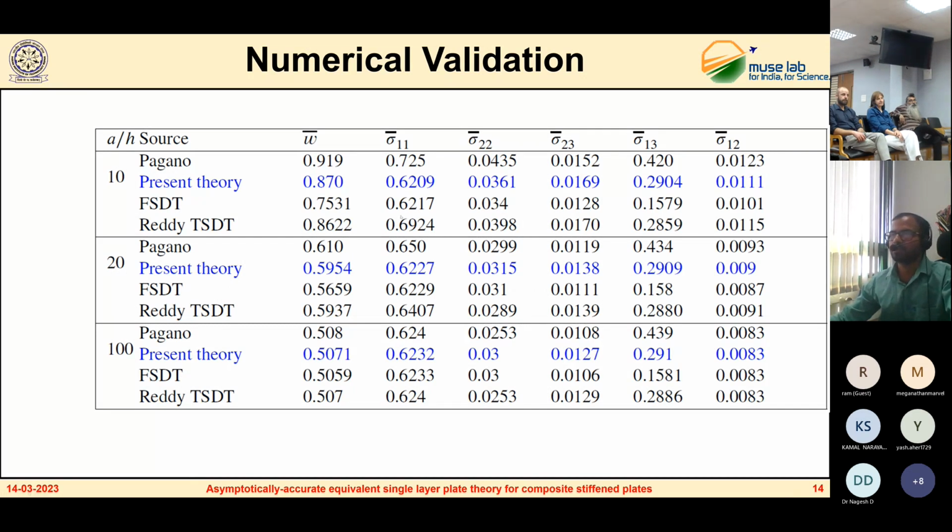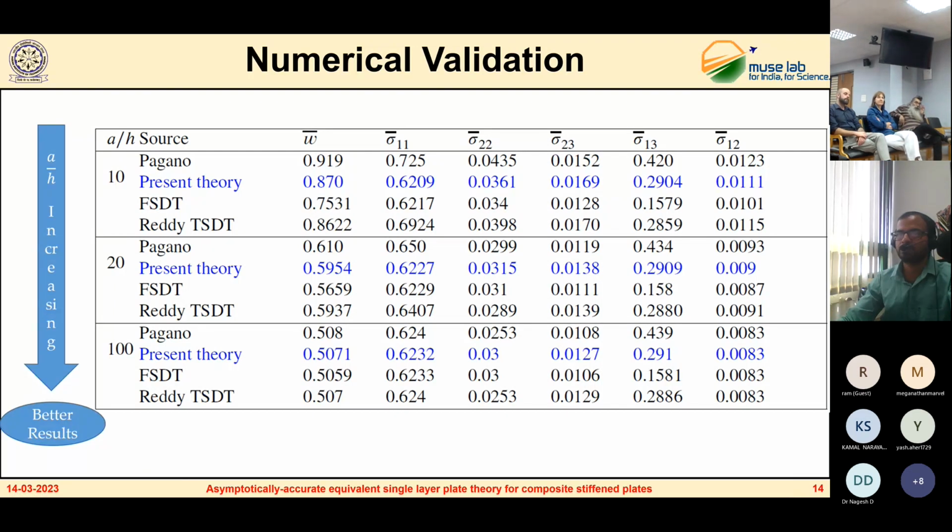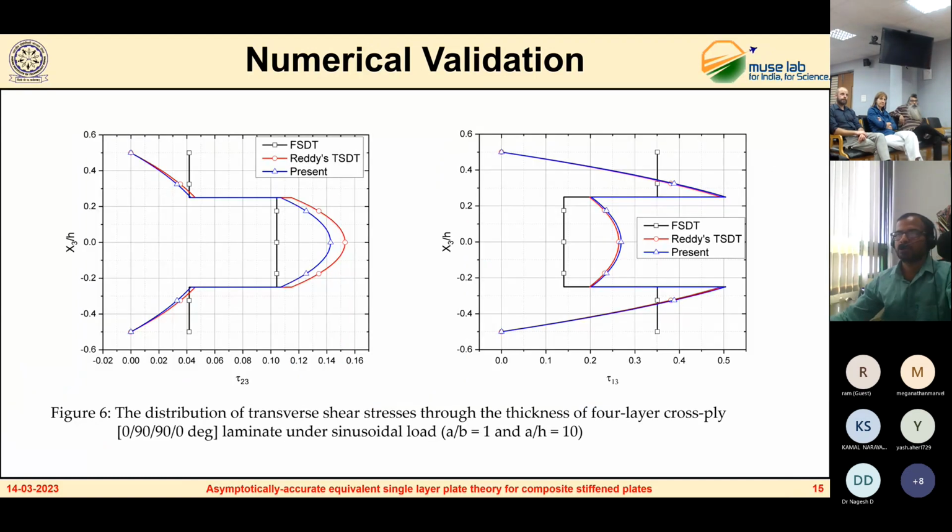Here also we can observe a significant improvement in the displacement and the shear stresses over the FSDT. It is the same thing here: we are getting better results for increasing A over H. Here is the comparison of transverse shear stresses, and we can see the improvement over FSDT here also.